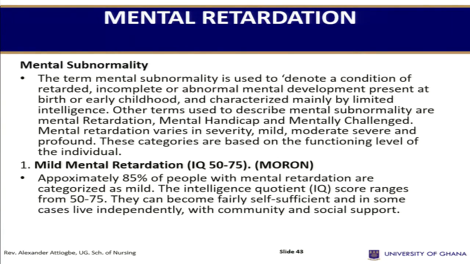The first one is mild mental retardation. Approximately 85% of people with mental retardation are categorized as mild. The intelligence quotient score here ranges from 50 to 75. They can become fairly self-sufficient and in some cases live independently with community and social support.